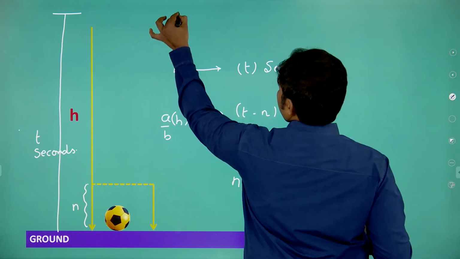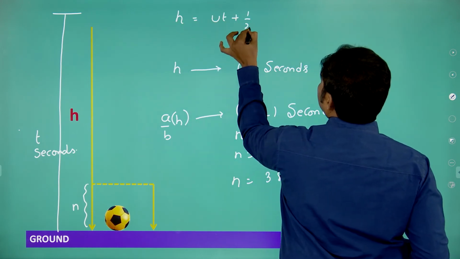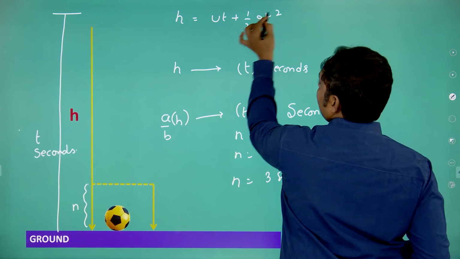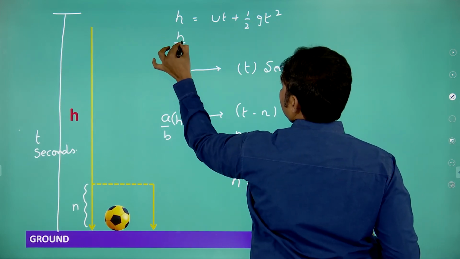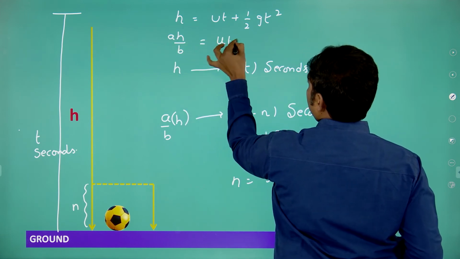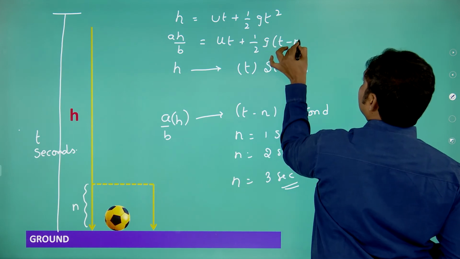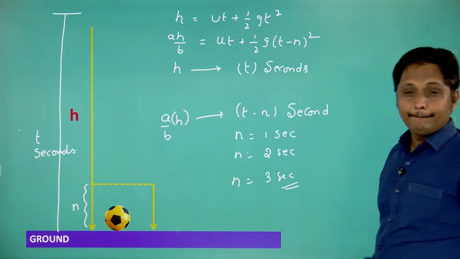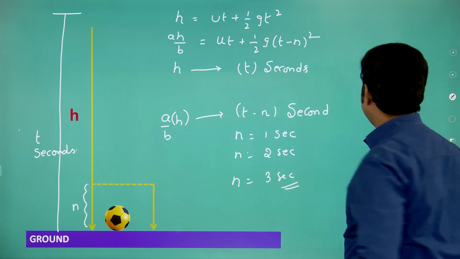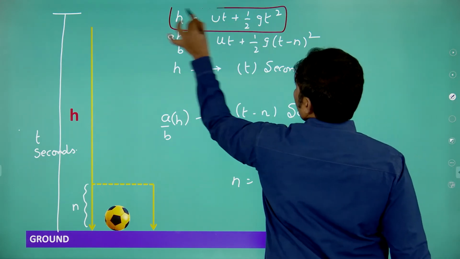Just take that H is equal to ut plus half g t square. Now you can take that H by B is equal to ut plus half into g into t minus n whole square. You have to get this relation and you can easily solve the problems, whatever they have given.